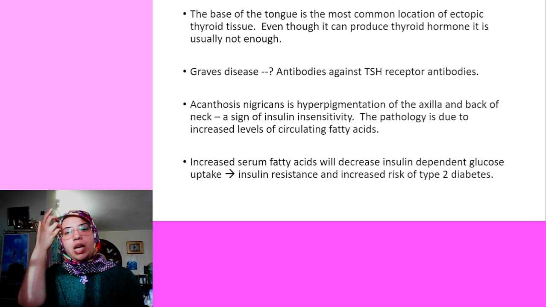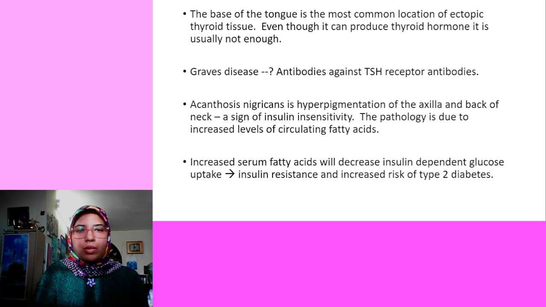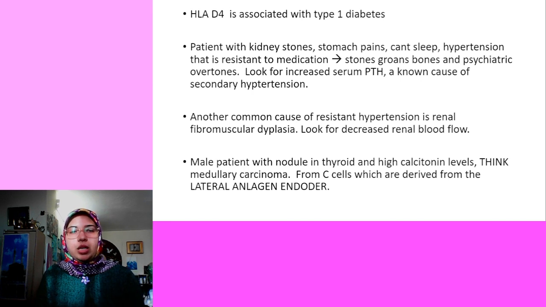Acanthosis nigricans is hyperpigmentation of the axilla, the back and neck. It is a sign of insulin insensitivity. The pathology is due to increased levels of circulating fatty acids. The increased fatty acids, essentially what they do is they kind of just cover up the receptors and make it so that you would need more insulin to absorb that glucose. That is basically the foundation of the insulin resistance that you see.